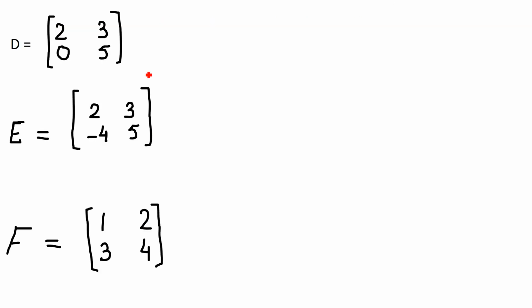Here is D. D transpose. So here I will show you with columns. This is one column. Make it a row: 2, 0. Or this is the second column: 3 and 5. So either way, you will get the same answer if you convert rows into columns or columns into rows.